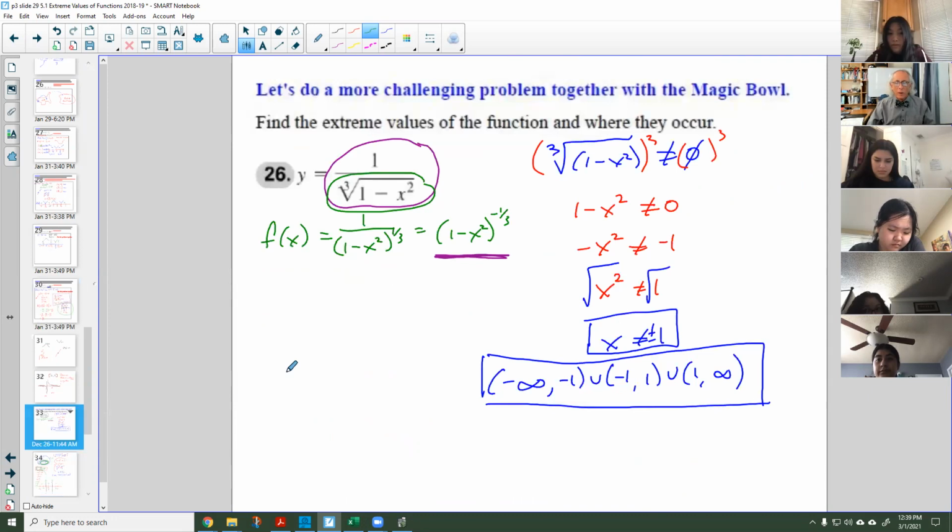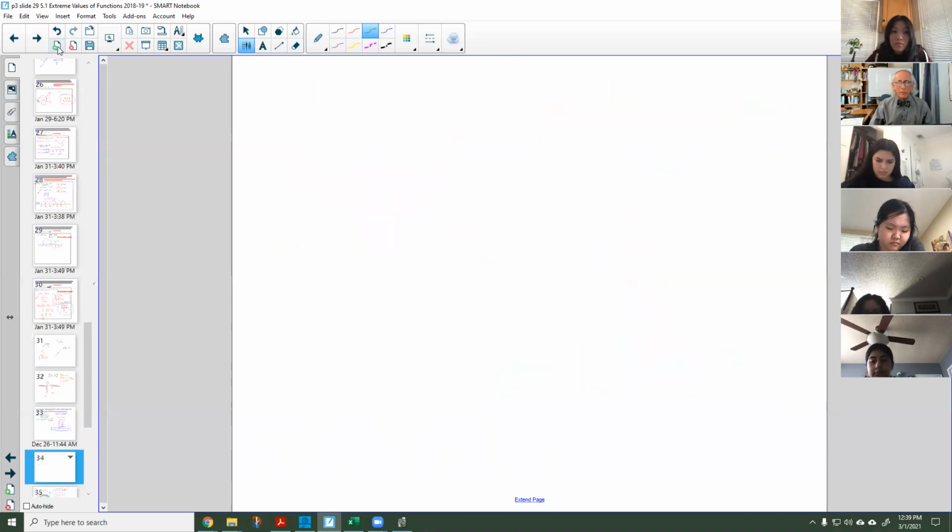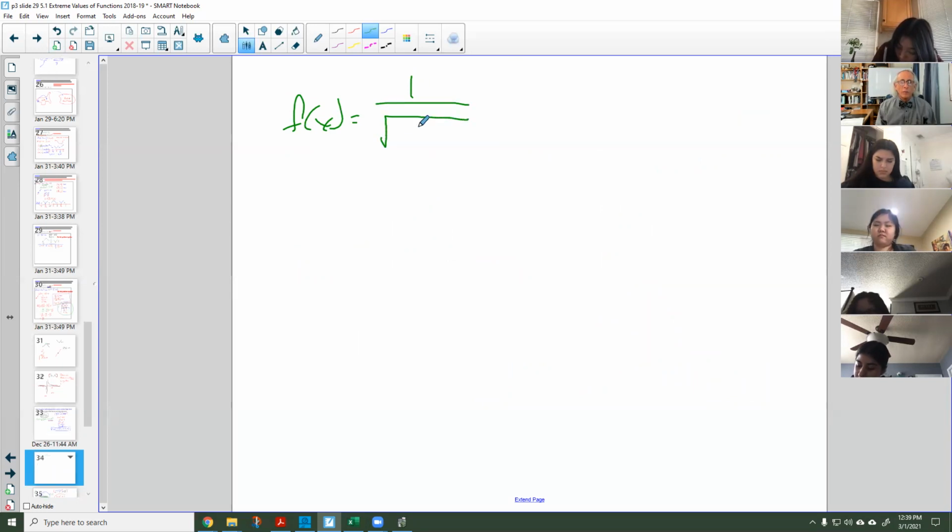We will finish this problem on Wednesday, but I am going to give you a problem to do at home. And that problem is going to be this right here. F of x equals 1 divided by the square root of 4 minus x squared. Now I will tell you, this problem is in your book on page 195.